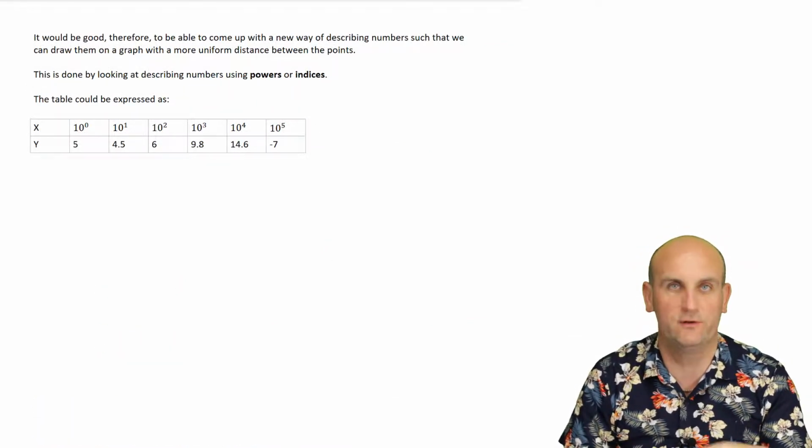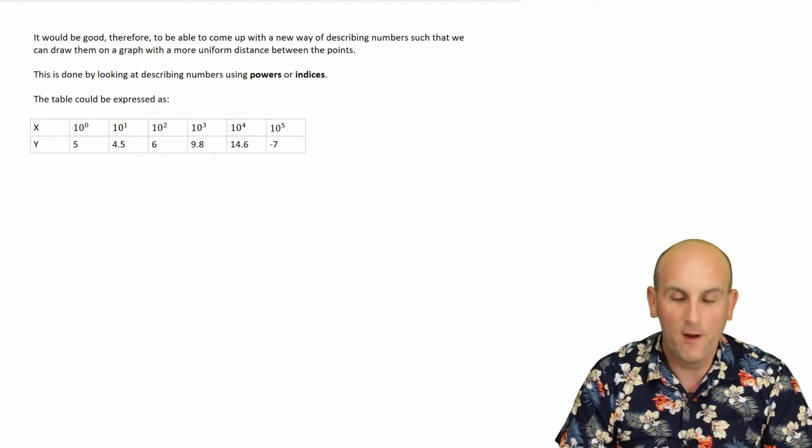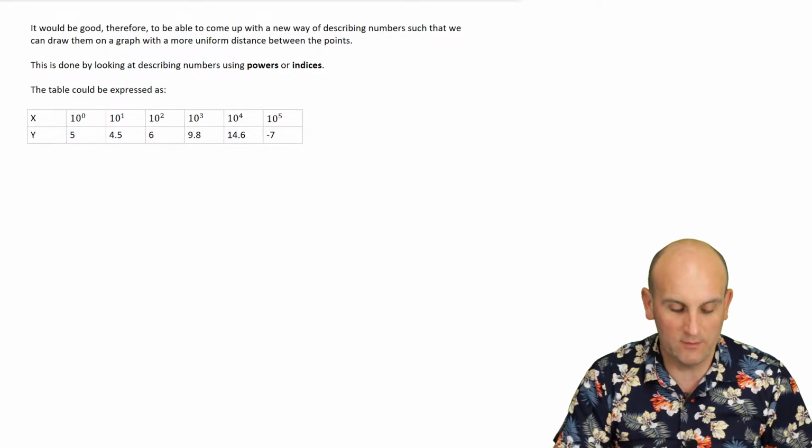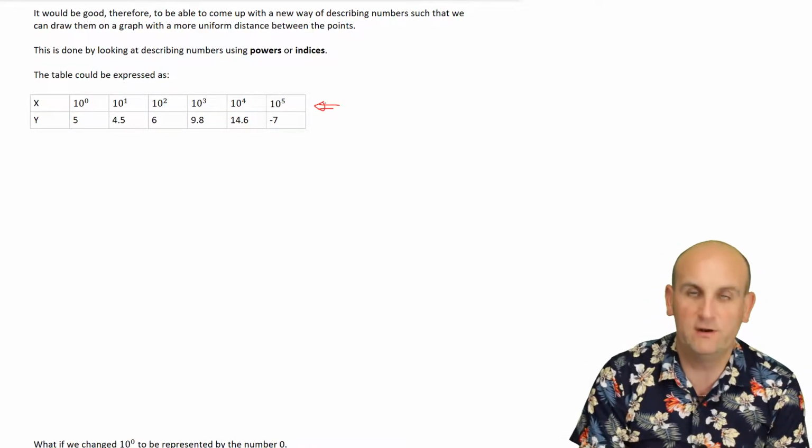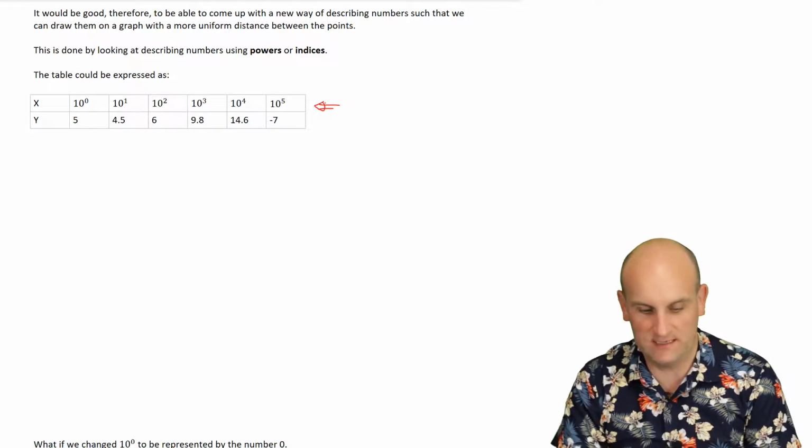Now, I don't mean some sort of Star Trek or Klingon system. But let's go back to what we were actually looking at before. So this is my table, but funnily enough, written in a really different way.